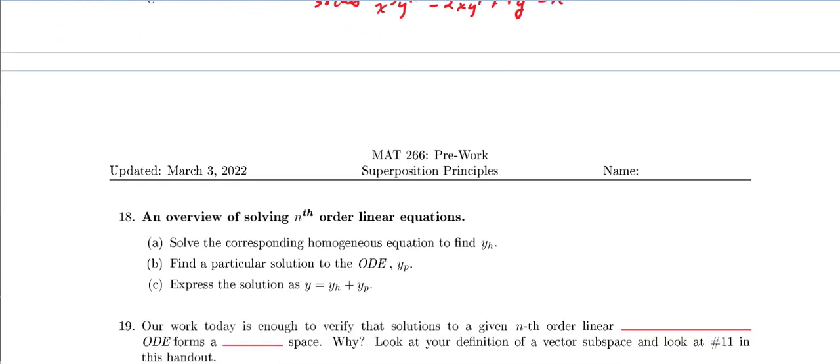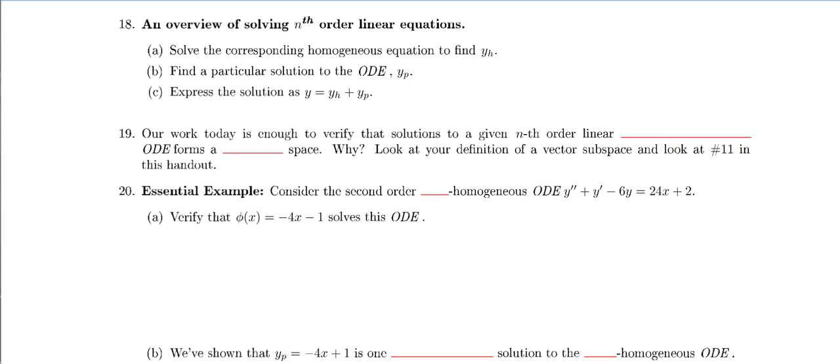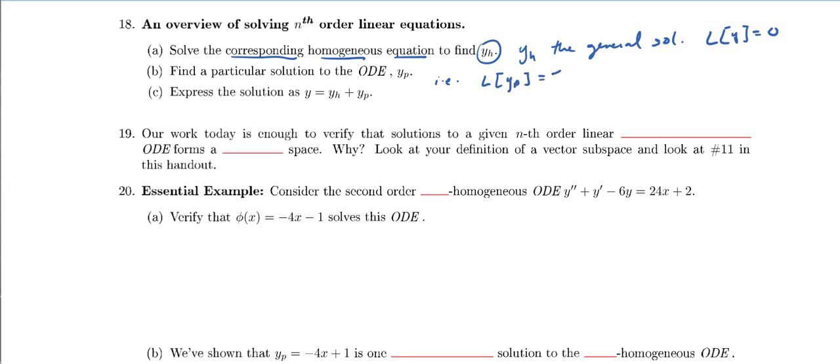Okay. So here we go. This is our overview of the theory of solving nth order linear differential equations. First of all, we solve the corresponding homogeneous equation to find y sub h. By y sub h, I mean the general solution to the linear differential operator L sub y equals 0. Then we need to find a particular solution, i.e. some y sub p, so we take L y sub p, we get out f of t. And this is where I'm saying that our differential equation has this f of t forcing function.